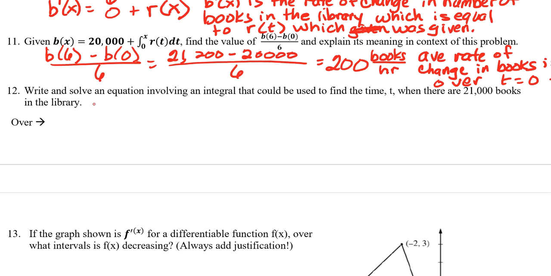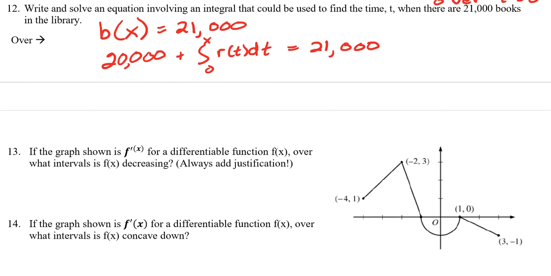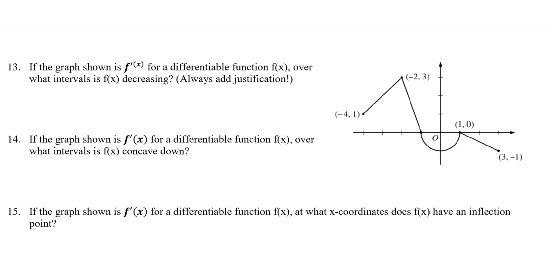All right, question 12, write an equation involving an integral that could be used to find the time when there are 21,000 books in the library. So our b of x function was the number of books in the library. So we simply need to set that equal to 21,000. So our b of x function, 20,000 plus the integral from 0 to x of r of t dt is equal to 21,000. And you could use your calculator to actually solve, and we don't have to do that. We just needed to set it up.